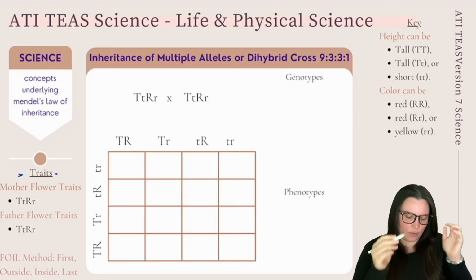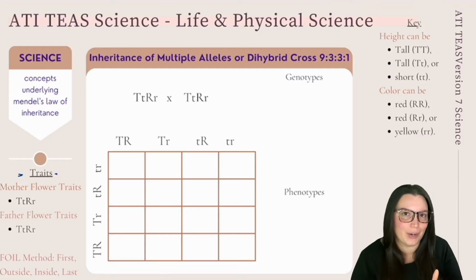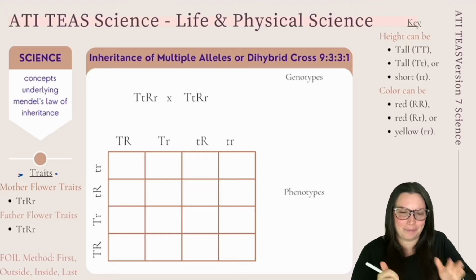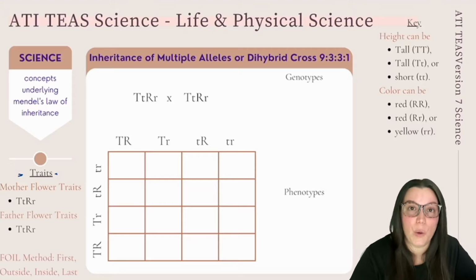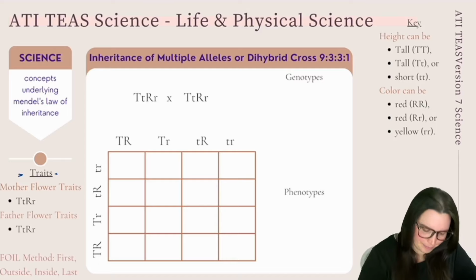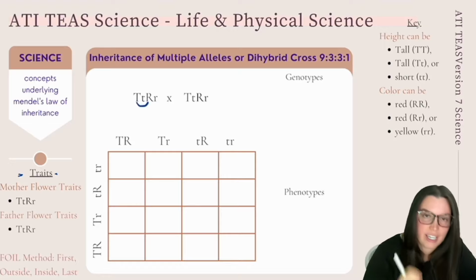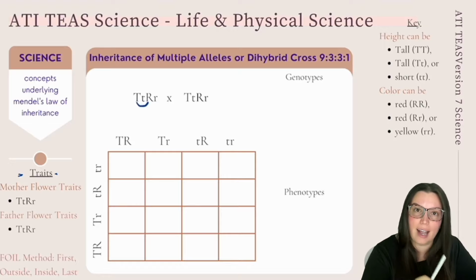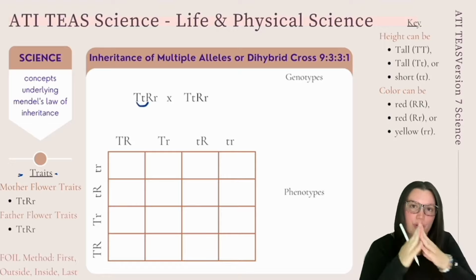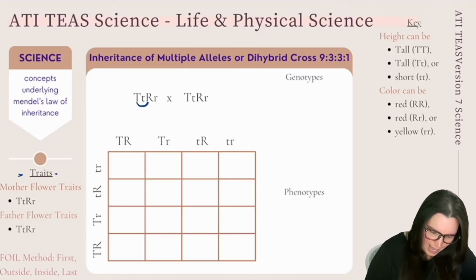So you might be asking yourself, okay, great, I have my two traits. How the heck am I supposed to figure out what to put in my square? I'm going to help you with that. What we do is we use the FOIL method. The FOIL method is first, outside, inside, last. So we begin by multiplying our first. We're looking at two different traits, right? We're looking at height and we're looking at color. That's how we're going to break it apart. So we're going to look at the first of each trait. So we have big T, big R, that's what we put right here.